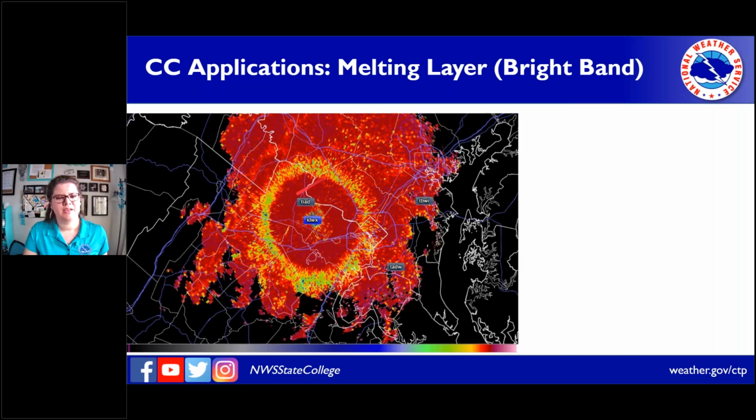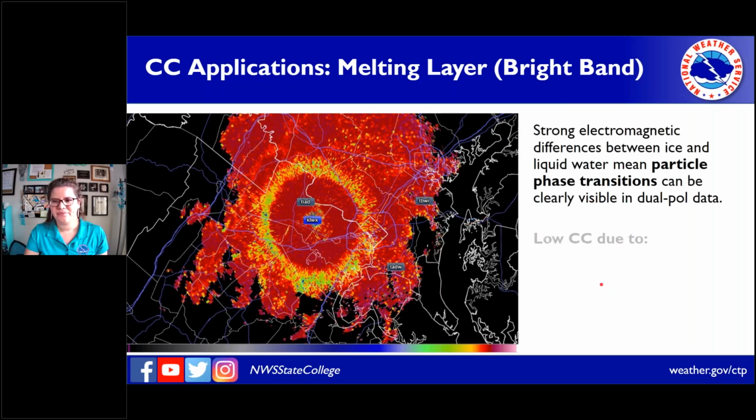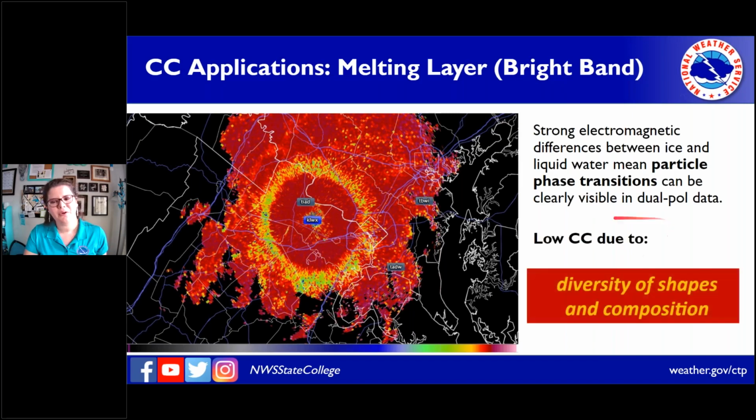So it's a little bit complicated again because you have to think in that 3D space, but it looks like a ring because of the radar going up in the atmosphere, but realistically there's a solid horizontal layer in the atmosphere where we have the melting. It's not a ring in real life. The ring is just because of the way the radar is set up and how it intersects the atmosphere. So we can see these phase transitions on radar. And again, we lower our CC due to diversity of shapes and composition.